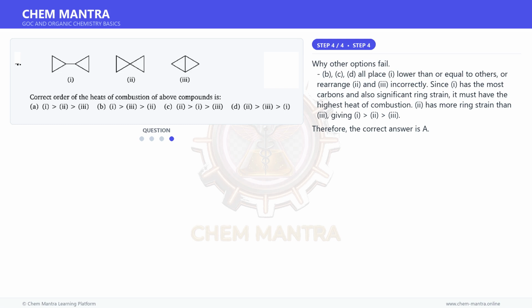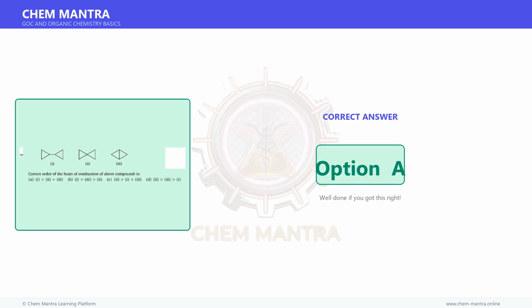And for the final step, why other options fail? B, C, D all place 1 lower than or equal to others, or rearrange 2 and 3 incorrectly. Since 1 has the most carbons and also significant ring strain, it must have the highest heat of combustion. 2 has more ring strain than 3, giving 1, 2, 3. Therefore, the correct answer is option A.